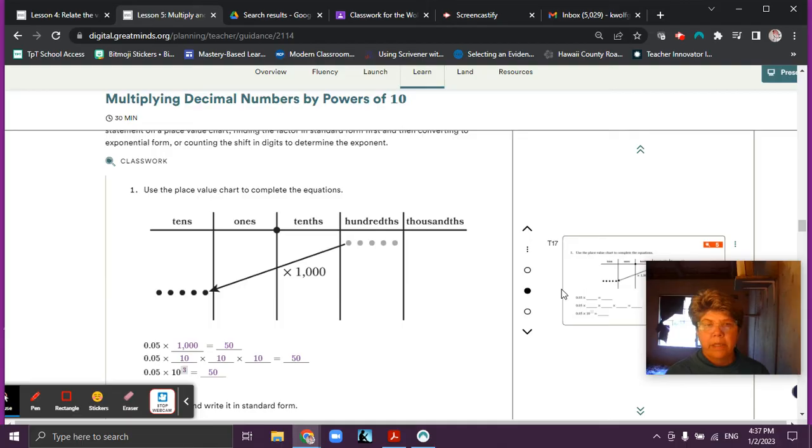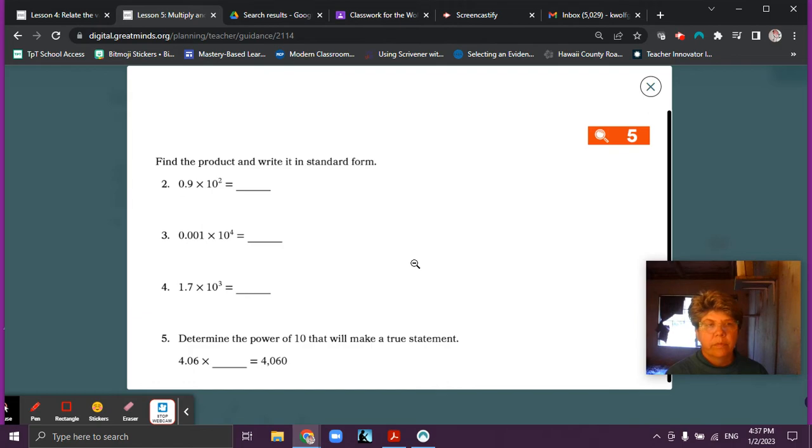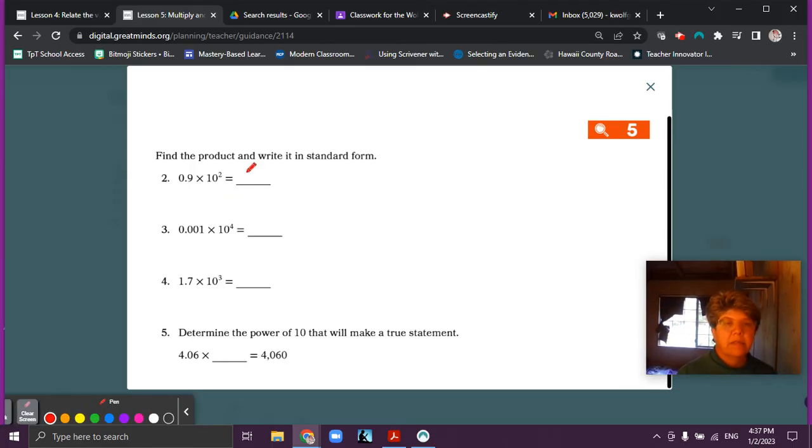Okay, let's look at our next problem in your book. That would be number 2. Yeah, there's number 2. Okay, 9 tenths times 10 to the second power. Now think about what is 10 to the second power. That would be 100. And we're multiplying by 9. I like to look at my place value chart, which is right there one page over. And if I'm in 9 tenths, I'm moving to my left, times 100. So I'm going to move to my left 2 times. So it's going to change from 9 tenths to 90, right?